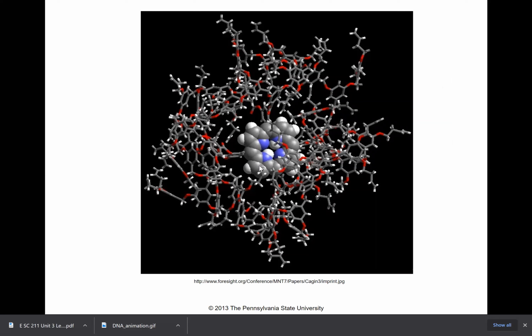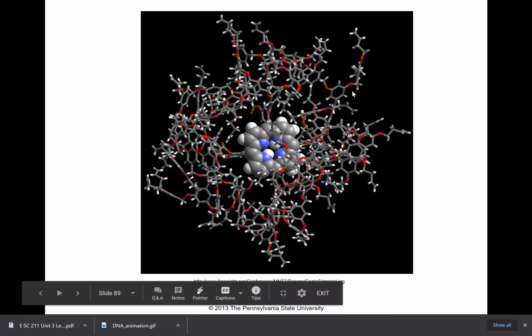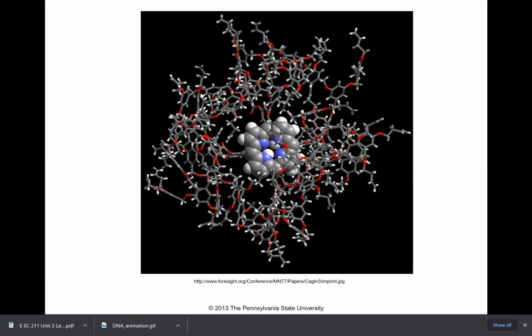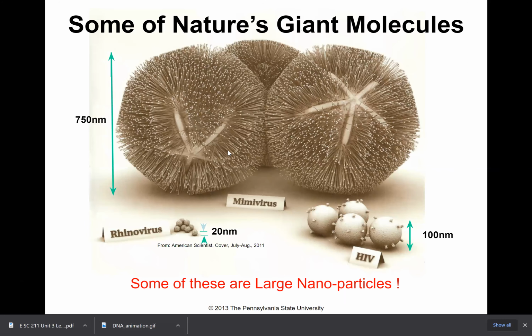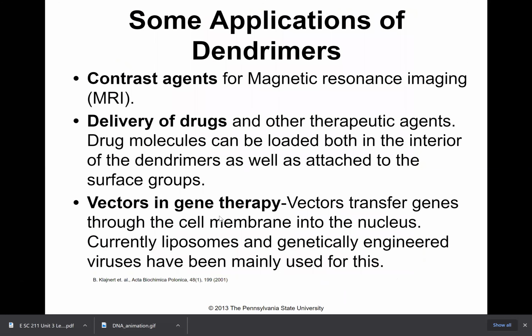And maybe this drug is insoluble in water, right? So it cannot pass through your body to get to where it needs to go. So if you encapsulate it in a dendrimer and somehow you put different functionalities on the outside of this dendrimer to make it want to go right to where the tumor is, you could get the drug right to the tumor. Vectors and gene therapy.